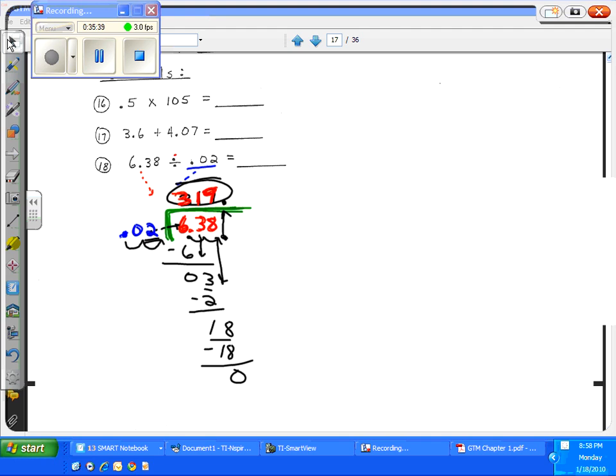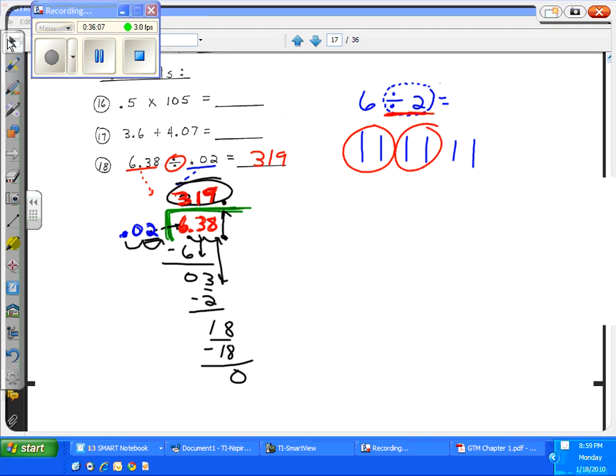You may go, well, how did we divide and it get huge? I thought when you divided, it got little bitty. Well, let's talk about division. What does 6 divided by 2 mean? 6 divided by 2 means to take 6 things and make groups of 2, and the answer is how many groups you get, and the answer is 3.